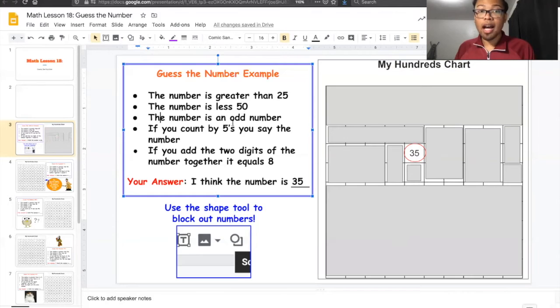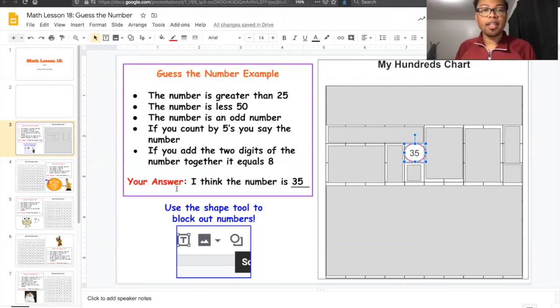The number is an odd number. Again, an odd number has a 1, a 3, a 5, a 7, or a 9 at the end. So this one has a 5 at the end, it's an odd number. Next is, if you count by fives, you say the number. So counting by fives, 5, 10, 15, 20, 25, 30, 35. I get 35. That is the number I get when I count by fives.